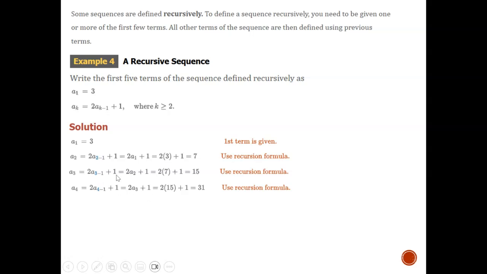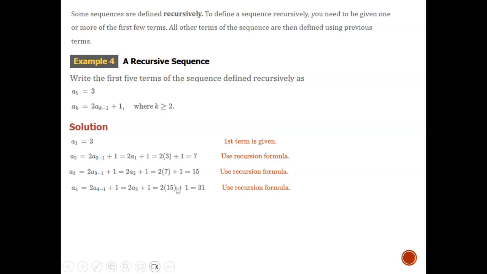Check this out, guys. Look at the pattern. Where it says A to the K minus 1, it means it's going to be the previous term. For example, for A2, we plug in 3 for the A to the 2 minus 1, because 2A to the first is going to give us a 3. And then for A3, we're going to plug in the 7 where the A2 goes. So that's why it's going to be 2 times 7 plus 1.